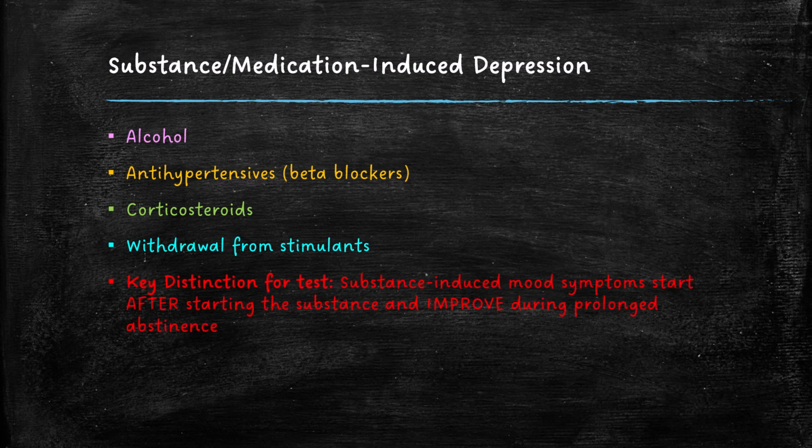The key distinction for the test. So how do you know, is this substance-induced or is this a primary psychiatric disorder? So you're going to look for when the mood symptoms started. If they started before the substance and they're using the substance to cope, then it's probably a primary psychiatric disorder. But if they started using the substance first and then the mood symptoms started, then it's probably a substance-induced mood disorder. You're also going to see those symptoms improve as they are away from the substance.